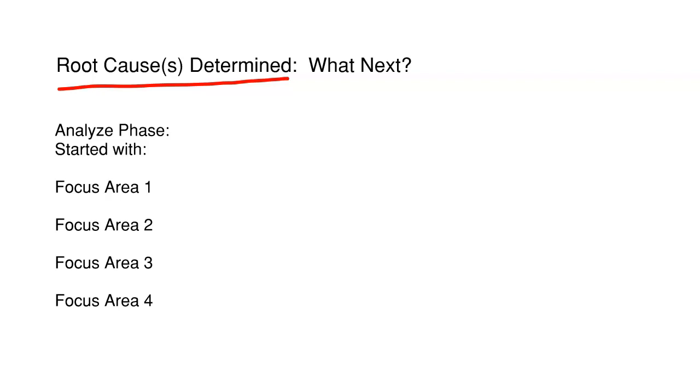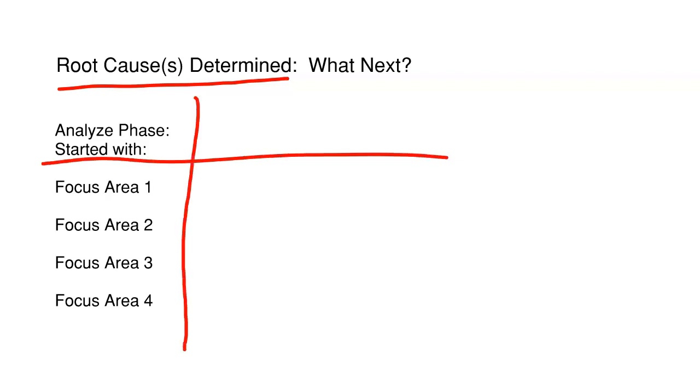And the way that I start is I remind the team that we started with focus areas. These were areas within the process that were most broken. There's a separate video that we've got on identifying those focus areas that you identify at the end of the define and measure phases. We started with focus areas. We used those focus areas to determine root cause. And it's not always a one-to-one match, but it's a close to one-to-one match.